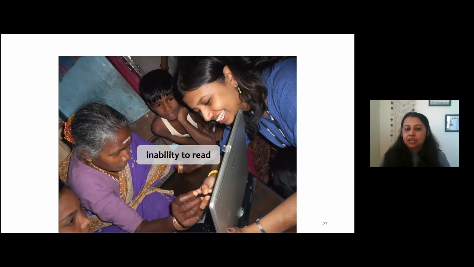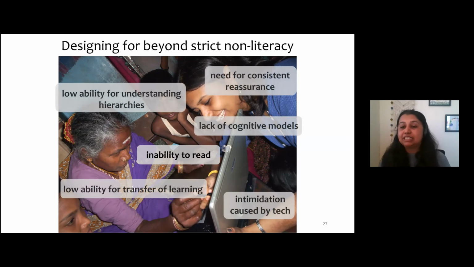Initially when we set out, we thought we had to design for the inability to read text, that textual non-literacy was the inability to read text. But through immersion in the field, we realized that non-literacy was actually correlated with multiple other factors which had to be taken into consideration while designing interfaces for low literate, low income communities.